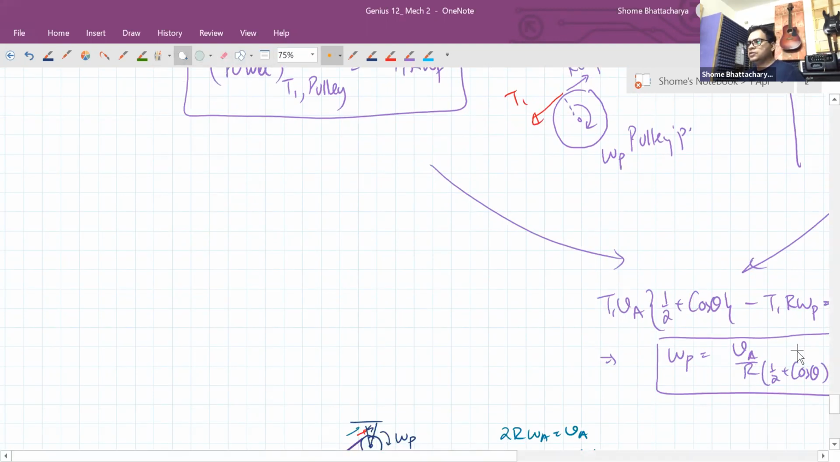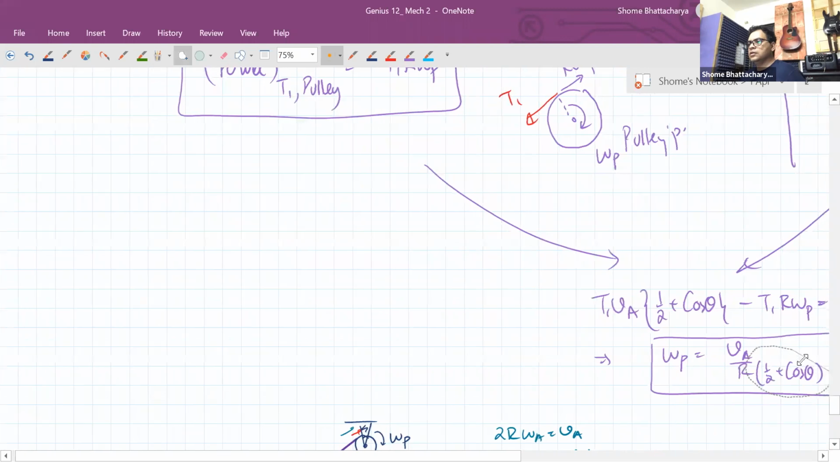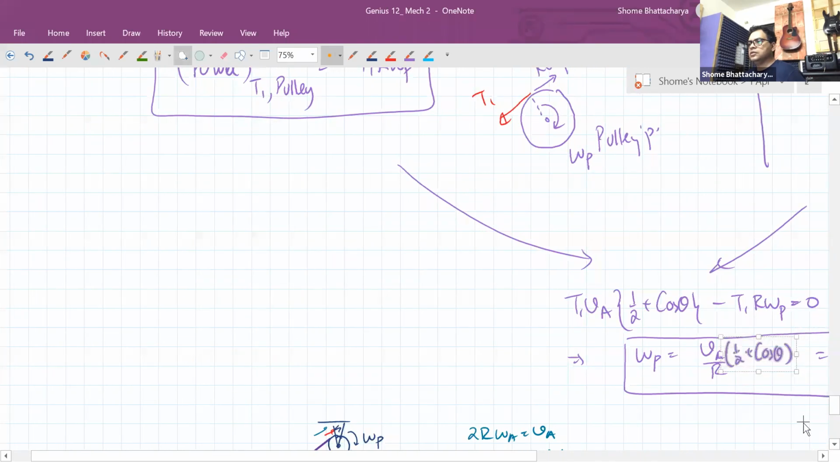Just one thing here, this should be in the numerator, not in the denominator. Small correction.